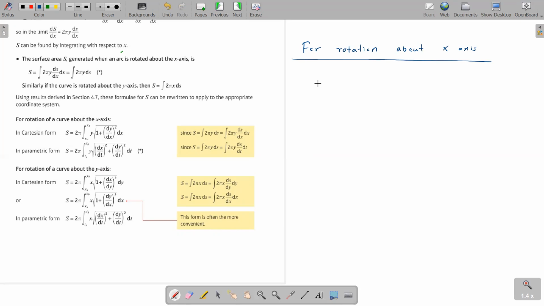They're giving you Cartesian form and parametric form. So the Cartesian form equation for the surface area: surface area equals 2 pi times the integral from xa to xb of y times root of 1 plus (dy by dx) squared. You can see there's a slight difference here, right? In the arc length, you did not have a 2 pi and you did not have this y. And then there's also the parametric form.